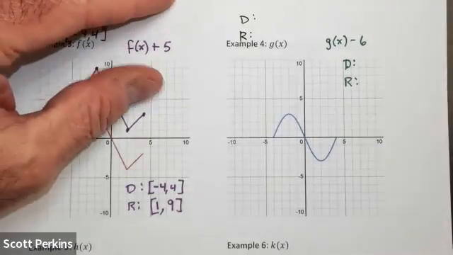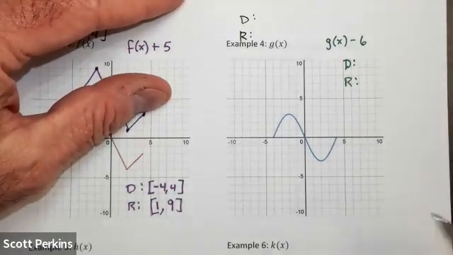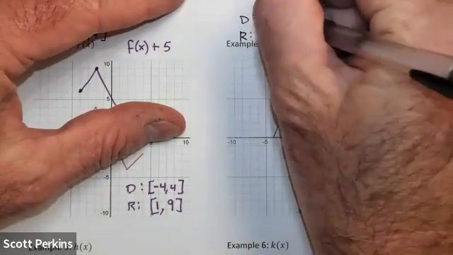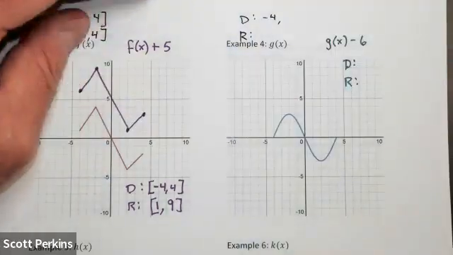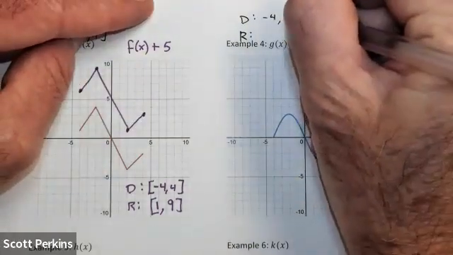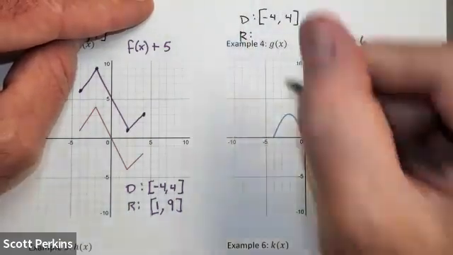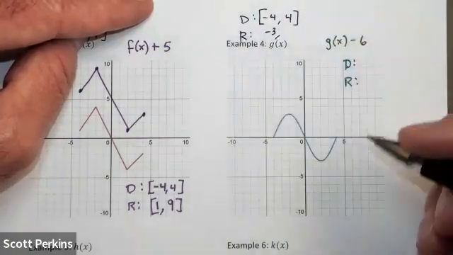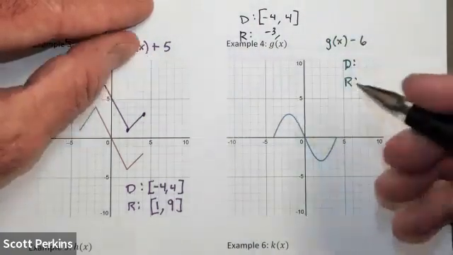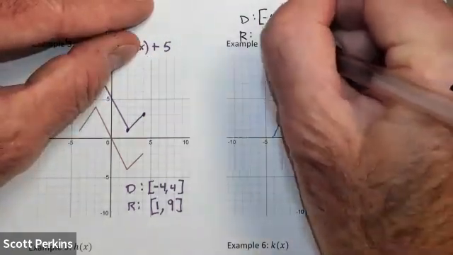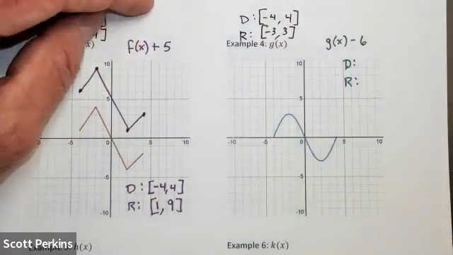So the domain of this that I asked you to identify first, the furthest left this goes again is -4 like the last graph, and the furthest right this goes is +4, and I'm going to put some brackets there. My range, the furthest down this goes is -3, so I got super creative and changed the number, and then the furthest up this goes is +3. Anybody get something different that we need to talk about?